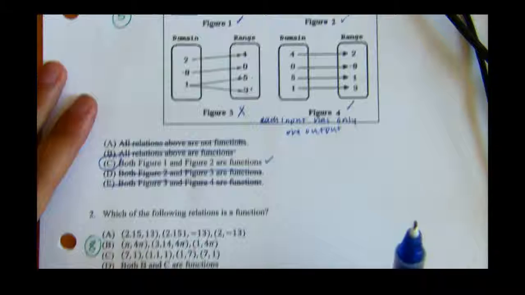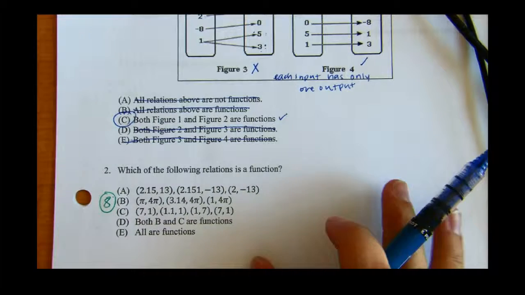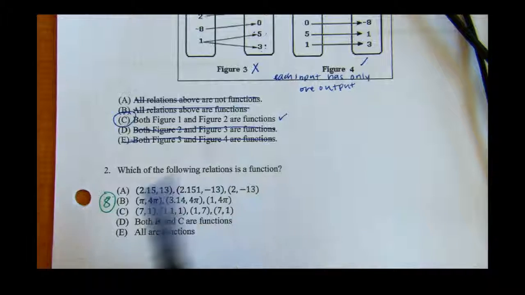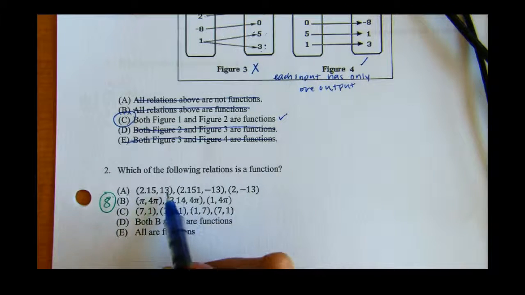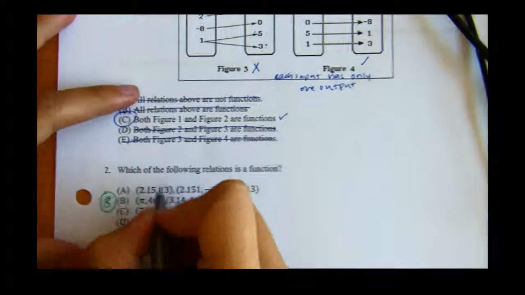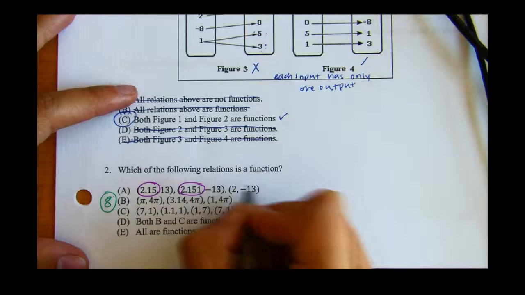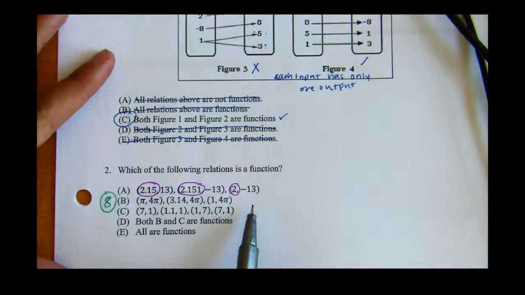Let's look at question number 2. Which of the following relations is a function? So again, I want to go back to that definition. Each input has only one output. If you're doing the makeup test, you're going to look at your problem number 8. So I'm going to look at each of my inputs and make sure that they have only one output. So in part A, I've got 2.15, 2.151, and 2. So I want to ask myself, are these numbers equivalent? And the answer is no.